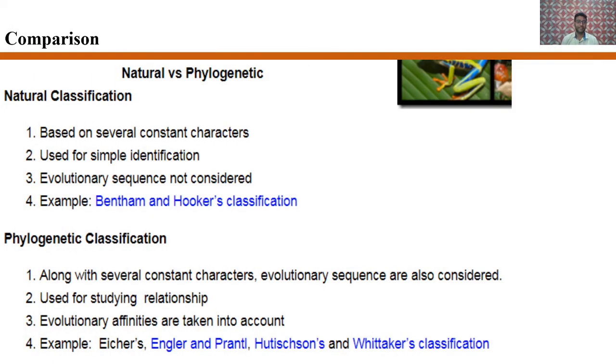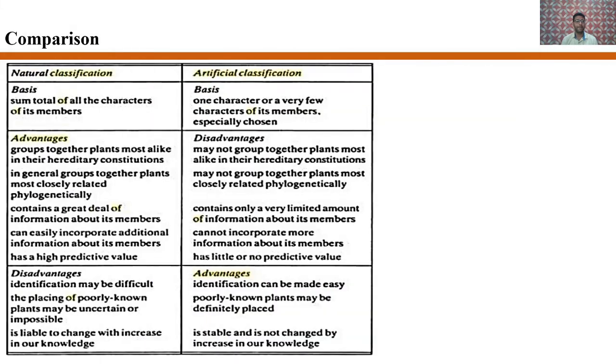Now, here is the comparison between the natural and phylogenetic system of classification. In natural system of classification, it is based on several constant characters used for simple identification. Evolutionary sequence is not considered. An example is Bentham and Hooker classification. While in phylogenetic, along with several constant characters, evolutionary sequences are important. It is used for studying relationship. The evolutionary affinities are taken into consideration. The examples are Eichler's, Engler-Prantl, Hutchinson, and Whittaker's classification.